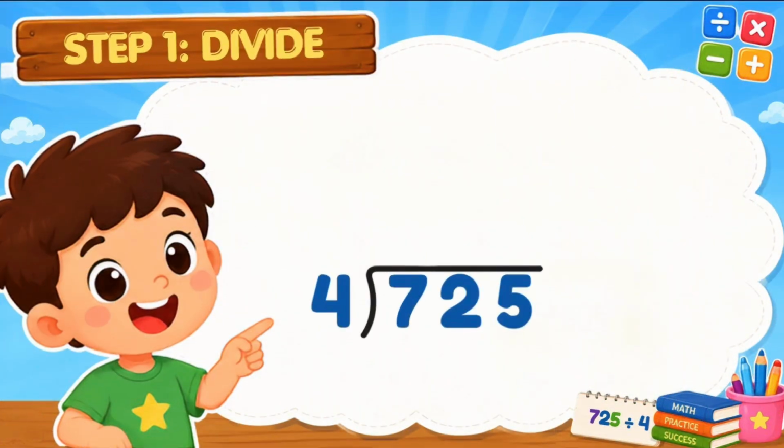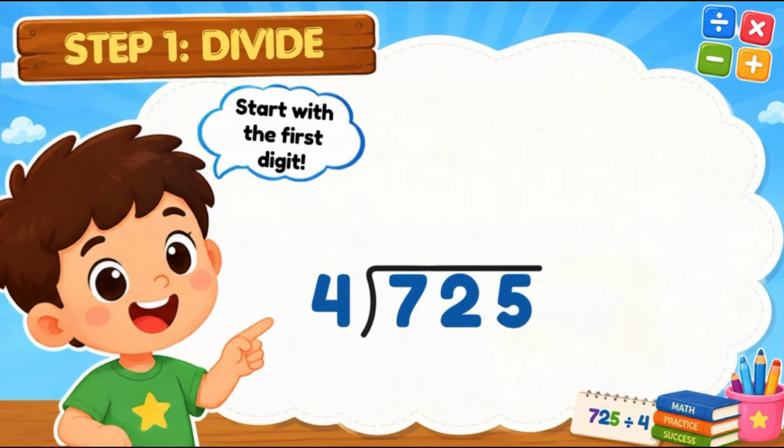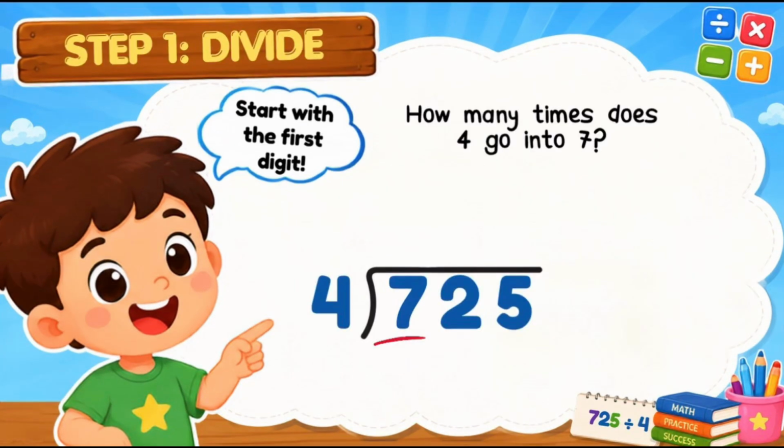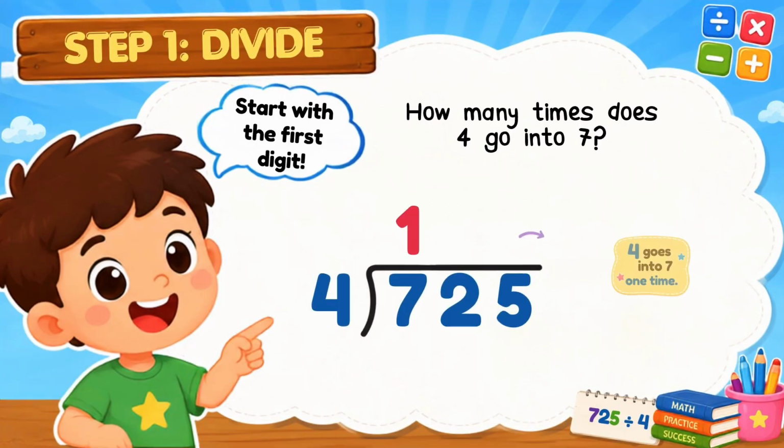Step 1. Divide. 725 divided by 4 equals? First, start with the first digit inside the division bracket. It's 7. How many times can 4 go into 7? Let's use skip counting. 4, 8. Oops! 8 is too big, so we stop at 4. That means 4 goes into 7 one time. Write 1 above the 7.